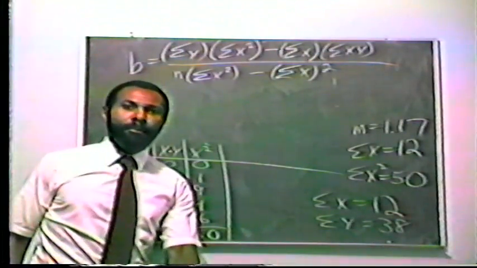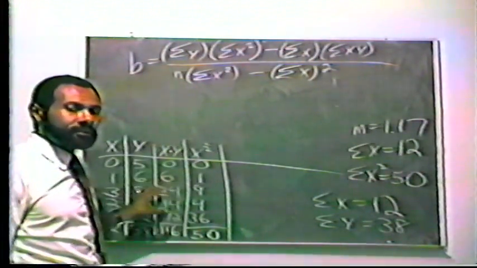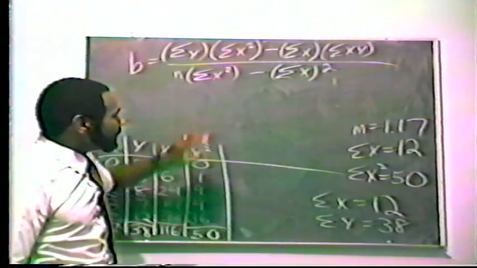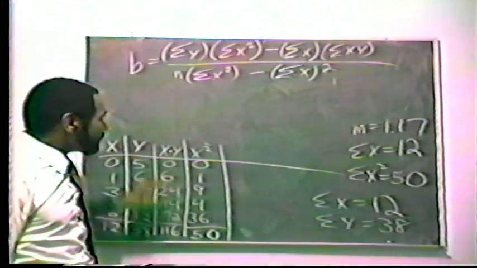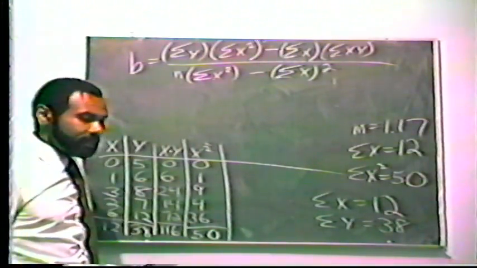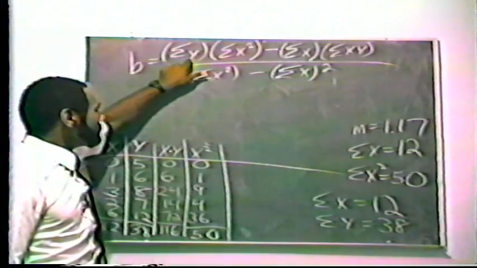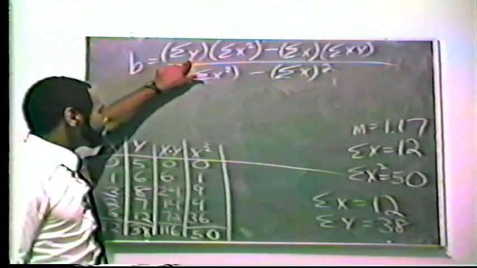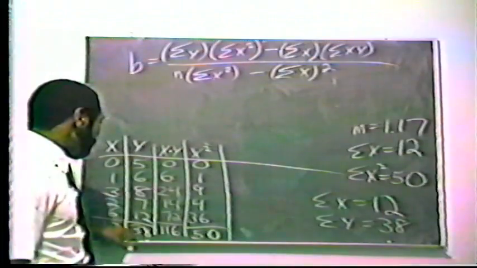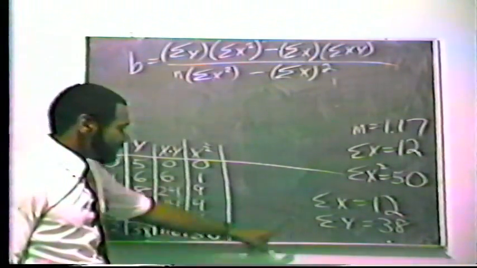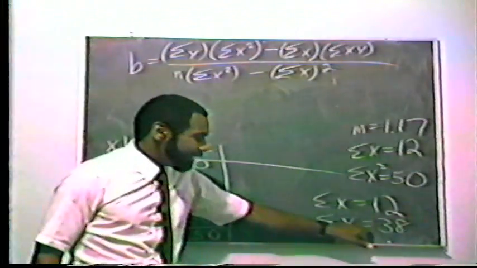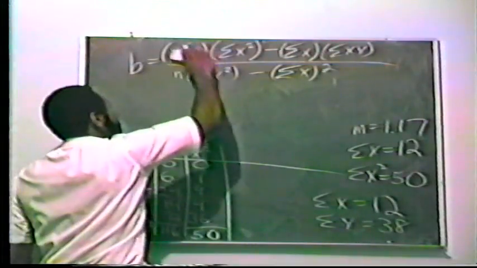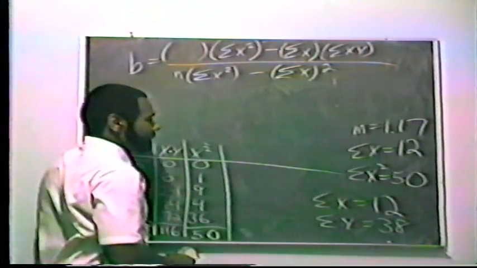Now we look at the formula and we look at our table, and we see what numbers we need in the table in order to complete the formula. We start with the first term in the formula, or first factor in the formula, and that is the summation of y. That we already have. We have already summed the y's, and we have it over here. The summation of y we found was 38. This means that we can substitute for the summation of y the number 38.